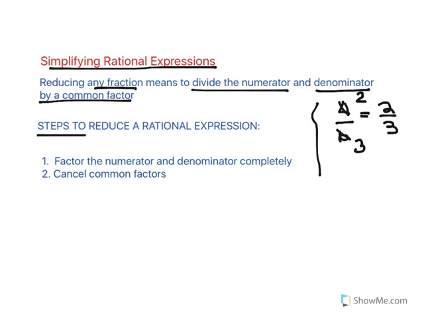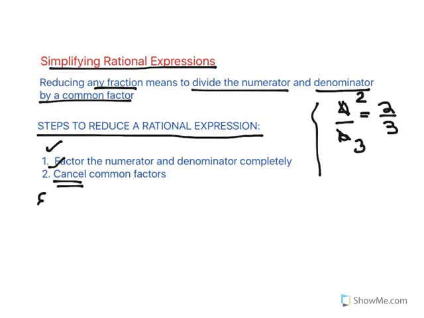So we're going to work the same way to reduce a rational expression. We're going to factor the numerator and denominator completely so we can see what factors they have and choose common factors. And once we have chosen the common factors, we're going to cancel them.